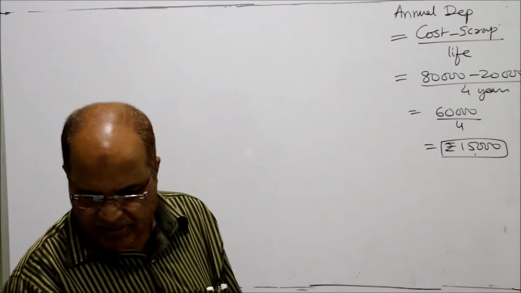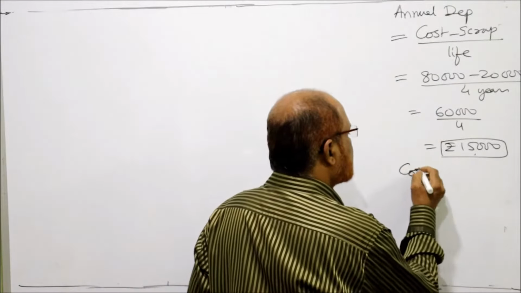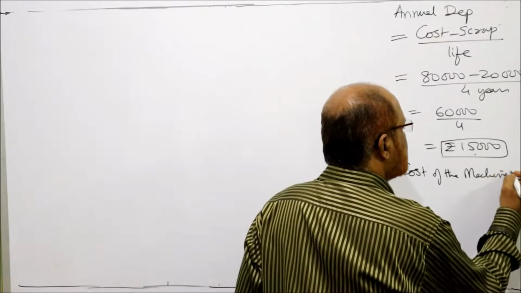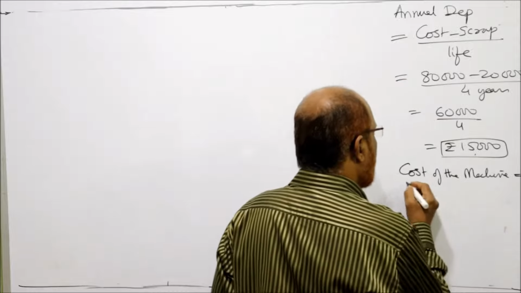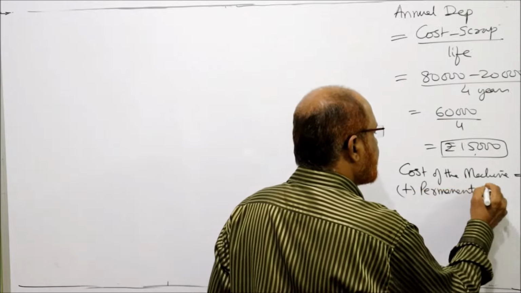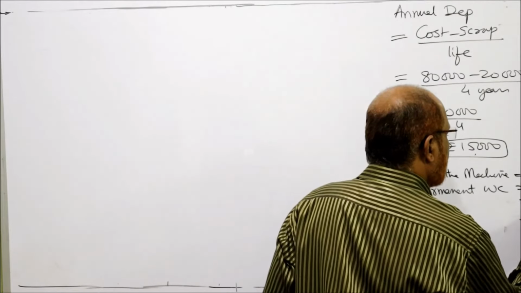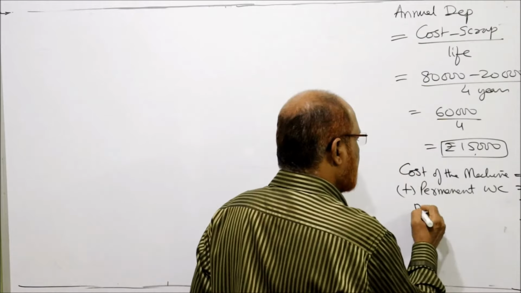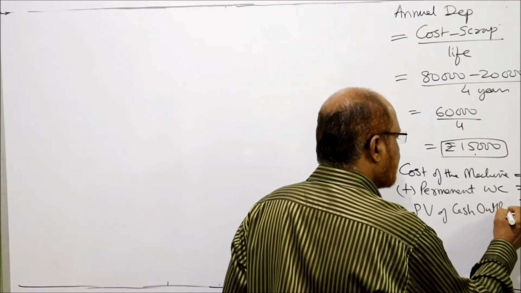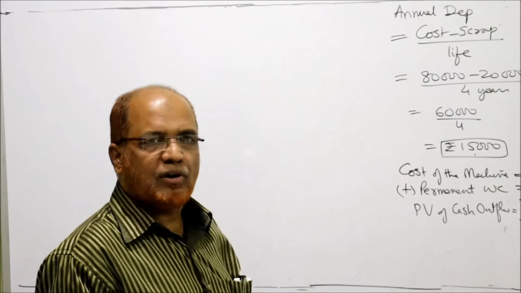15,000 rupees annual depreciation, right? Similarly, cost of the project, cost of the machine is equal to 80,000. Add permanent working capital, which is equal to 20,000. So total will be 1 lakh. This is called PV of cash outflow. So first we have calculated annual depreciation and PV of cash outflow.